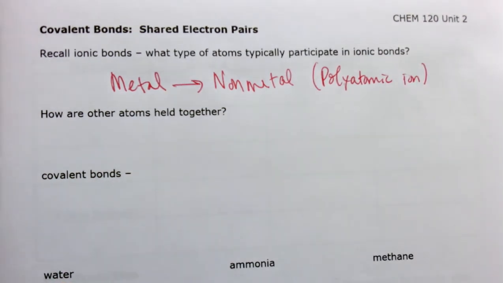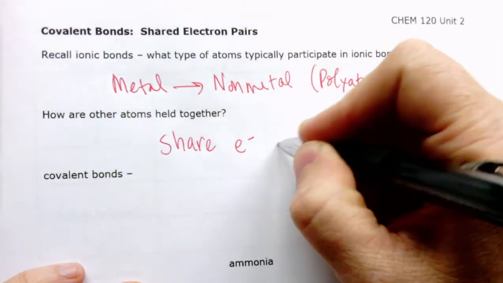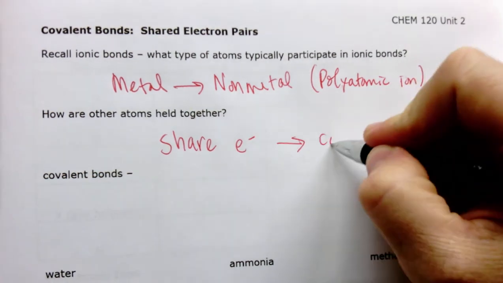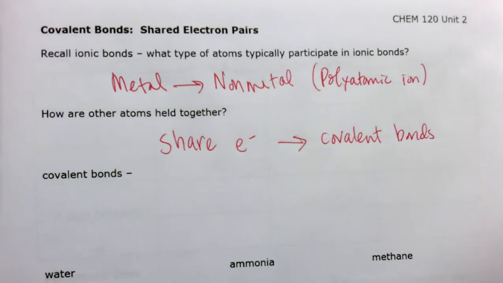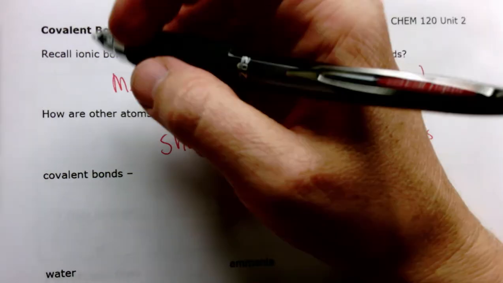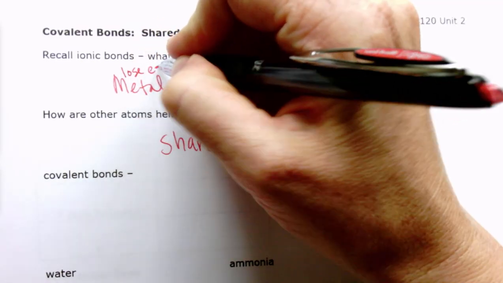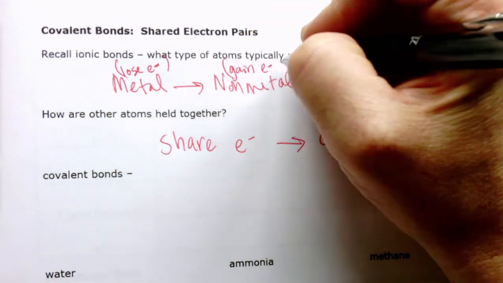Other atoms that are bonded together are held together a little differently. And so covalent bonds are an example of that. They don't gain or lose electrons, they share electrons. And that's what we're going to be talking about now, covalent bonds. Now remember, with ionic bonds, I just want to bring this up for review. Metals lose electrons, nonmetals gain electrons.